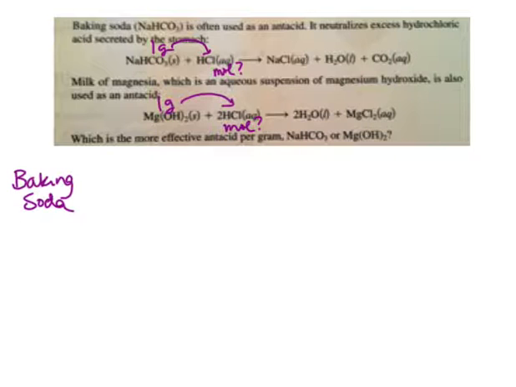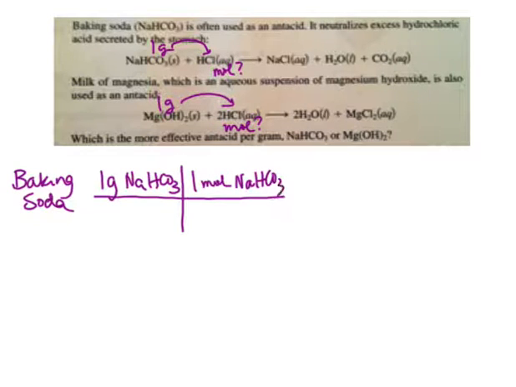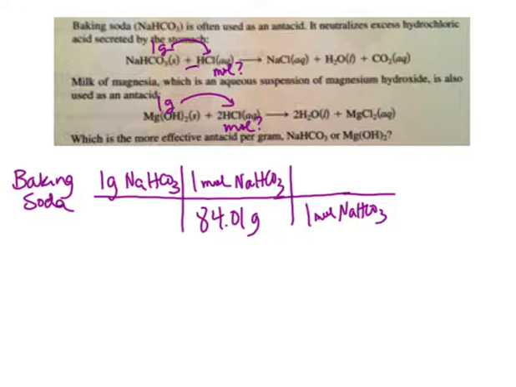All right, the baking soda, if we start with 1 gram of sodium bicarb, what do I have to do to get on the mole bridge? I got to convert to moles, so we need the molar mass. So for every 1 mole of sodium bicarb, I have 84.01 grams. So my grams cancel. Now I can do a little mole bridge action. For every 1 mole of NaHCO3, I have 1 mole of HCl.